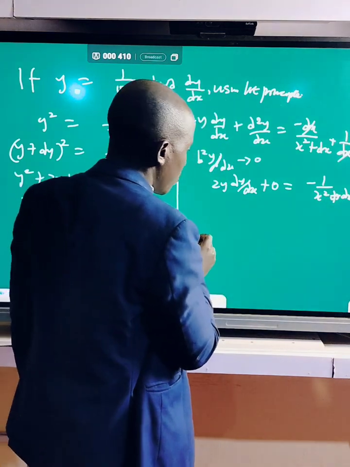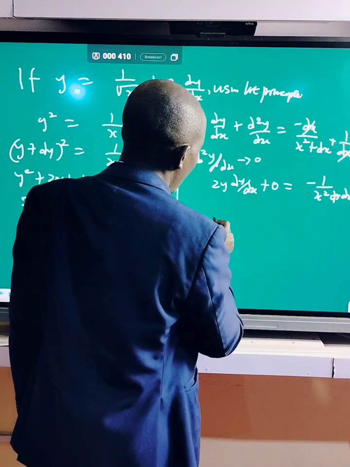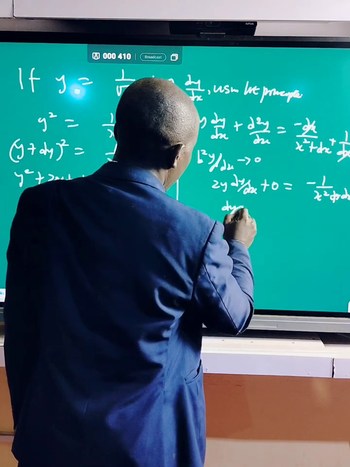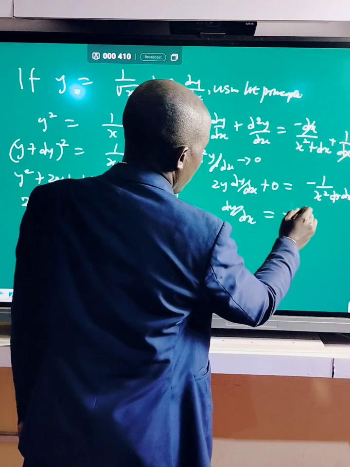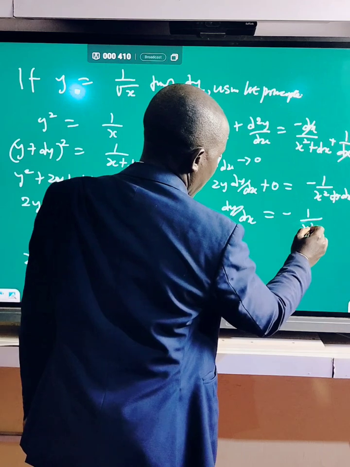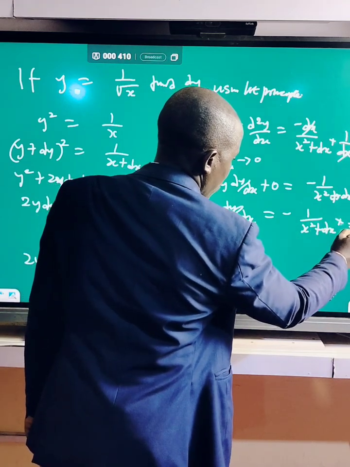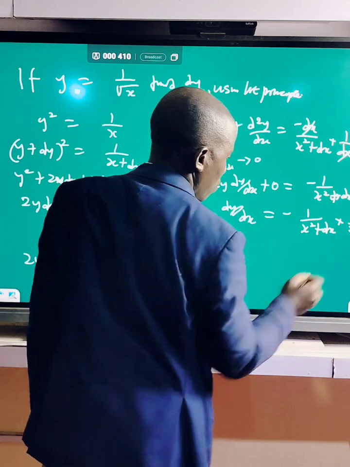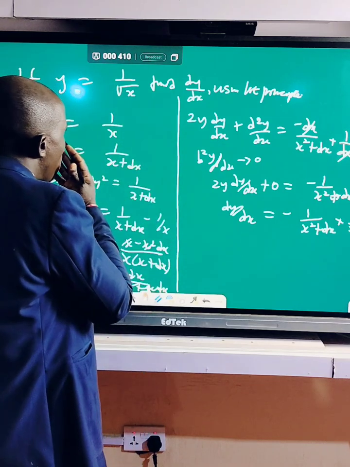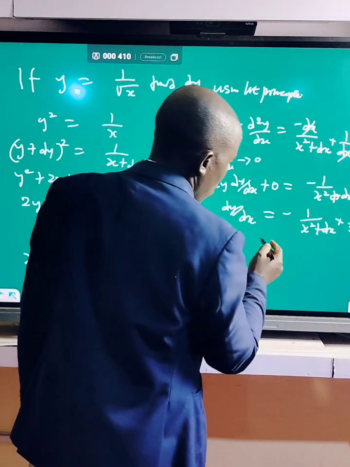Divide all through by 2y, so that dy/dx will now give us minus 1 over x squared plus delta x times 1 over 2y. Since y equals the square root of 1 over x, which is 1 over root x.